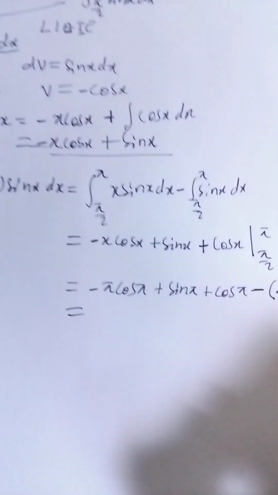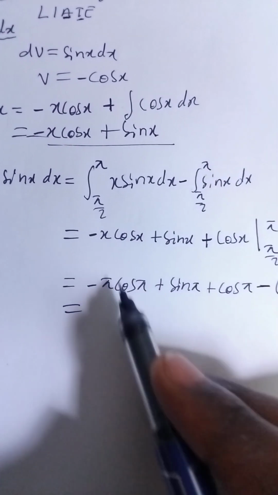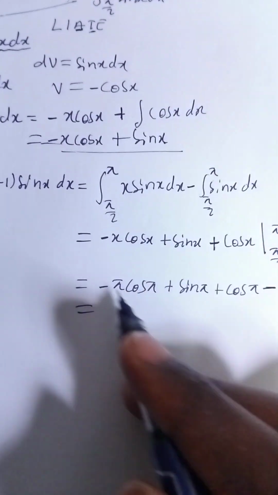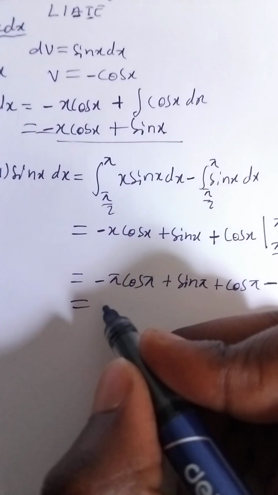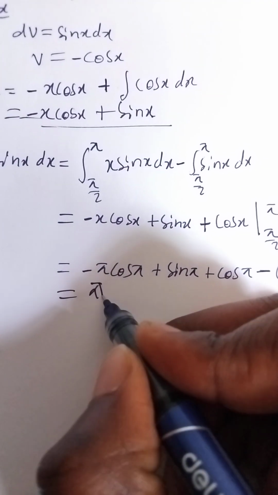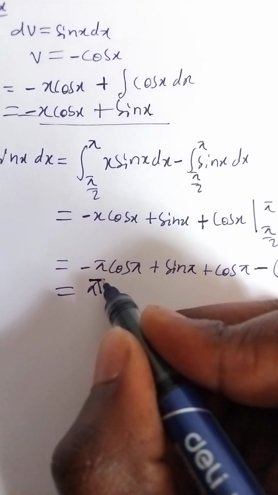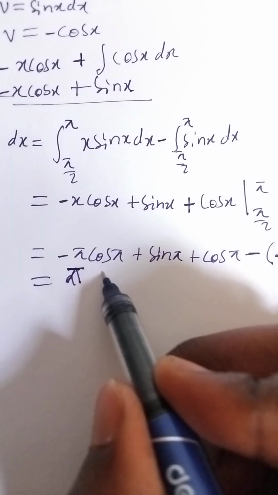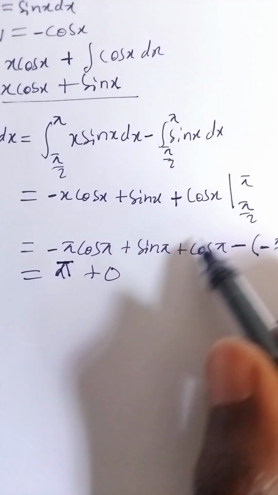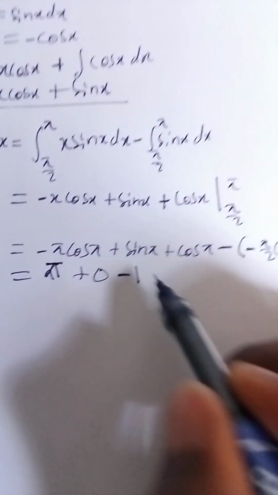So now let's simplify this. What do we get? So cos of pi. Cos of pi is minus 1. So minus 1 times minus pi, we're just going to have pi there. Then sine of pi is 0. Then you have plus 0. Cos of pi, we agreed, is minus 1.